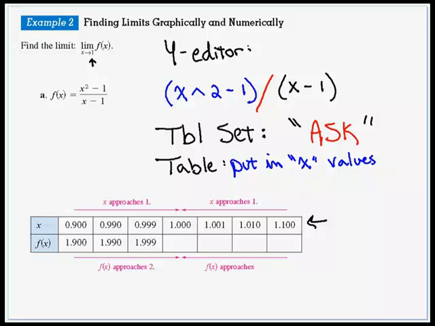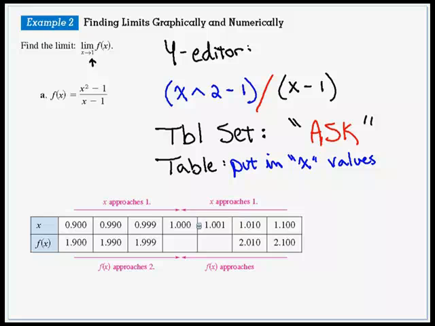Now, that was from the left side of 1, or numbers less than 1. Let's see what happens when we plug in numbers greater than 1, on the plus side of 1. So if we go to our table and plug in 1.1, we get an output of 2.1. Let's get closer. 1.01. That's closer than 1.1, and our table gives us an output of 2.01.